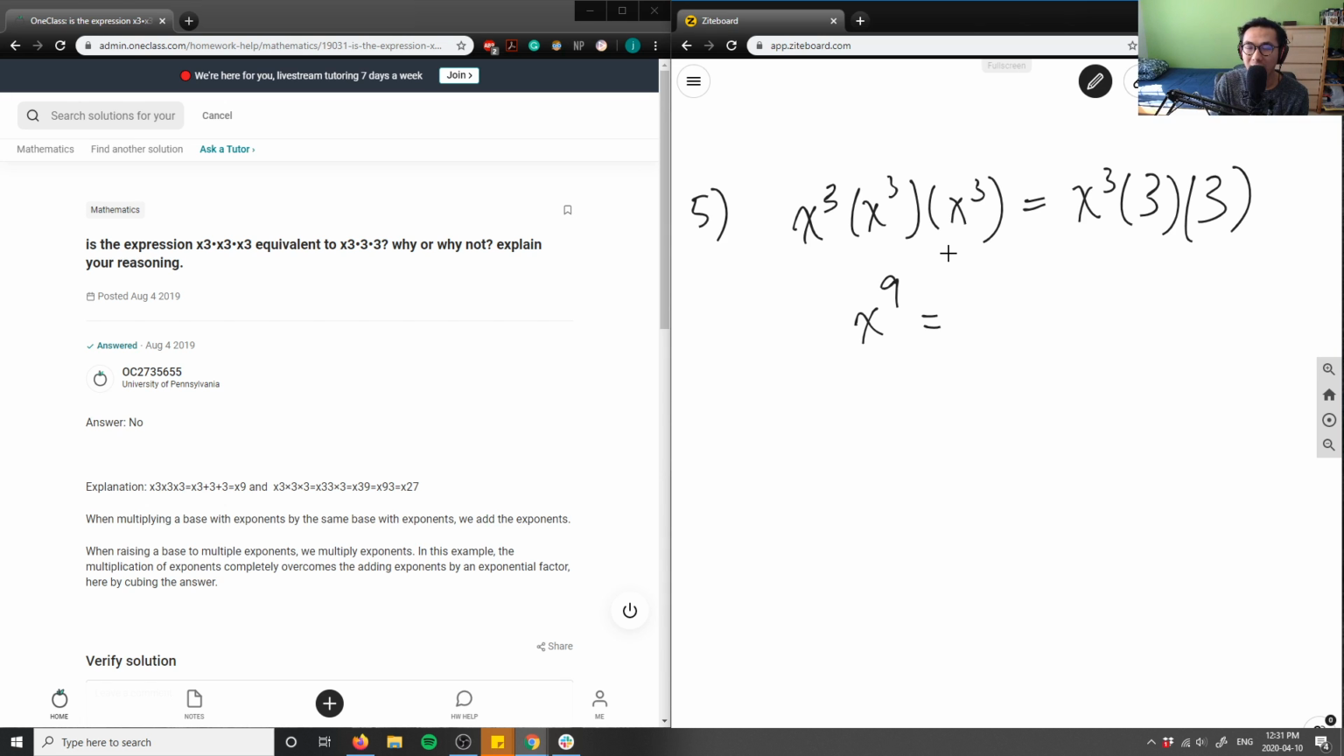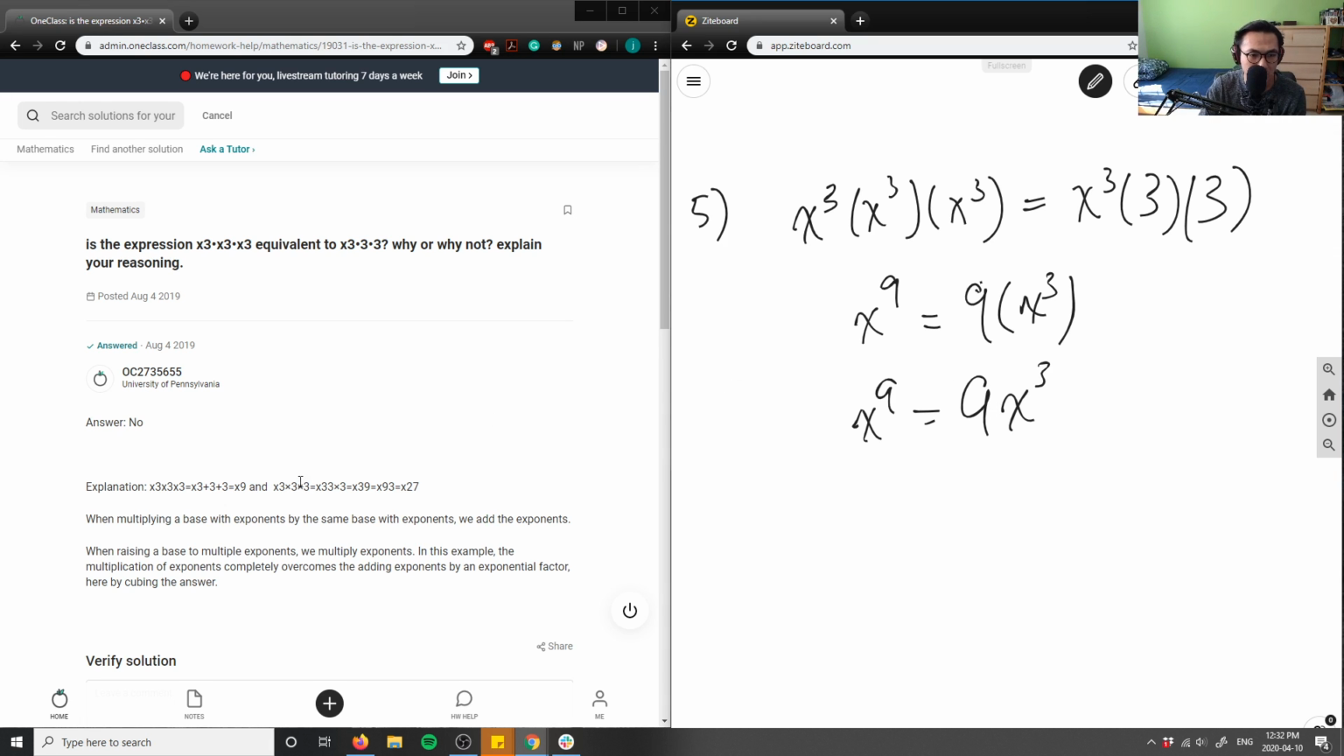And then on my right side, I have x cubed times 3 multiplied by 3, right? In this case, I have different bases: x here and then 3 and 3. I have different bases, which means I actually can't add the exponents here. But what I can do is say 3 times 3 is 9, so I can write this as 9 multiplied by x cubed. So x to the power of 9 versus 9x cubed. Are these two equal to each other? In this case, it does not equate to each other.